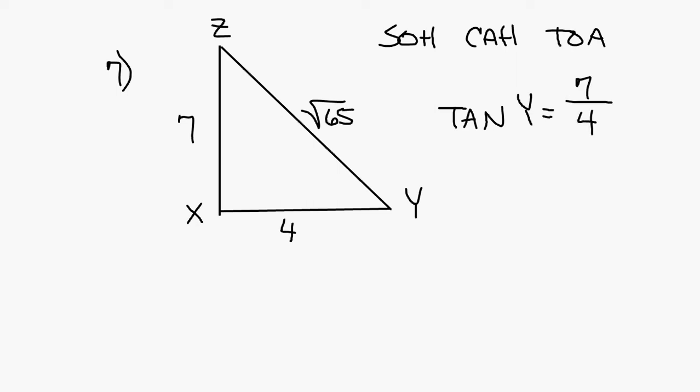Tan of z. Now you're looking at the angle up top. You need opposite over adjacent. Opposite of z is 4. Adjacent to z is 7. Those are your two tangent ratios for angles y and z.